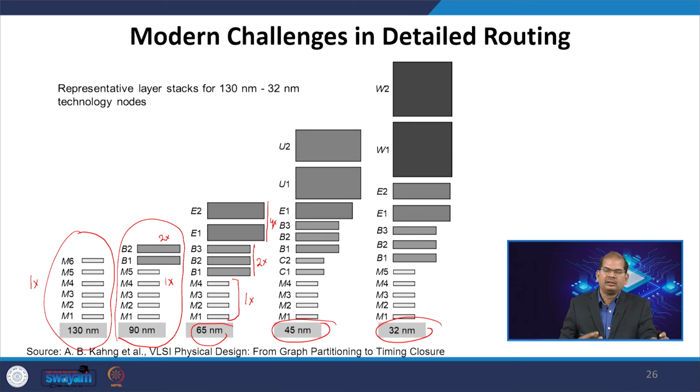Similarly, if you go to lower technology nodes, you will have multiple metals, and the higher level metals are wider to offer low resistance. The higher level metals are mostly used for supply routing to reduce the IR drop. So, we discussed switchbox routing and over the cell routing in this lecture.